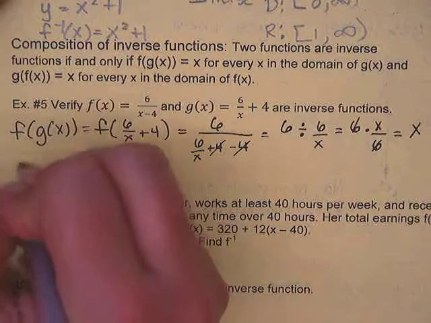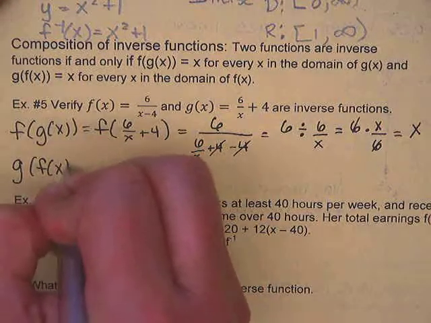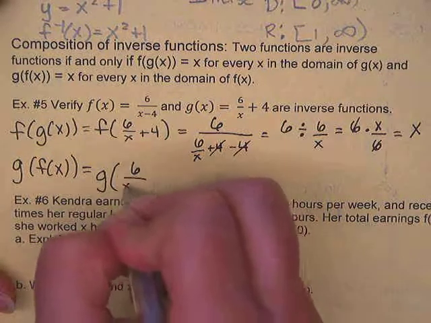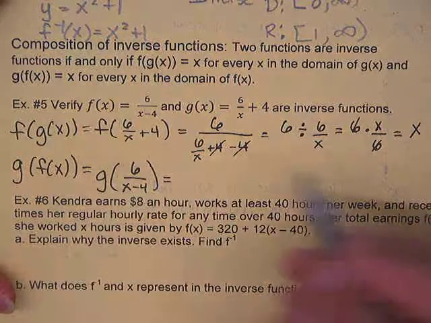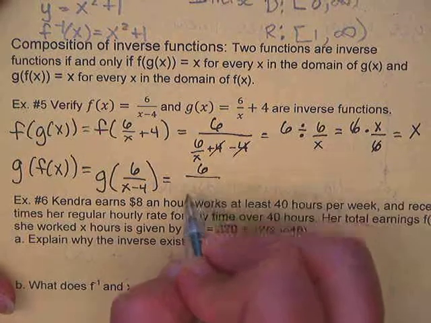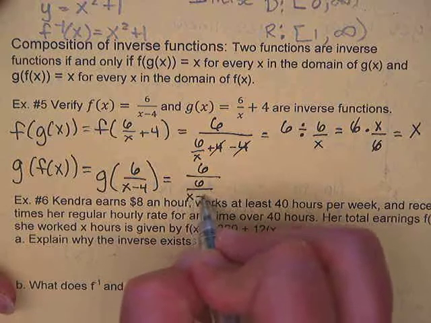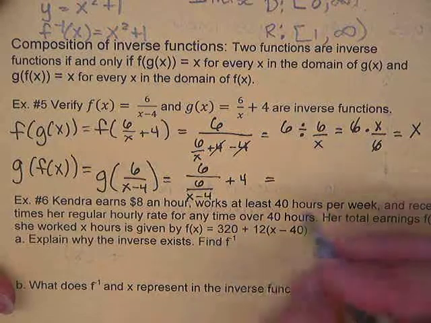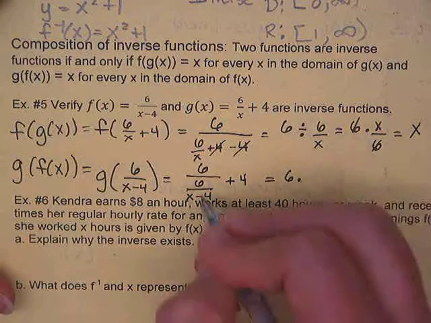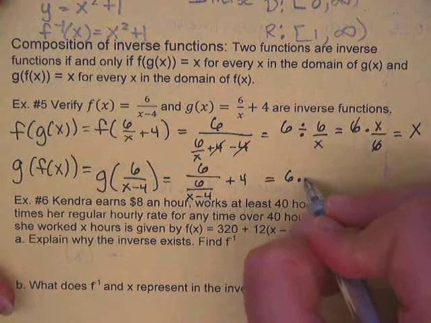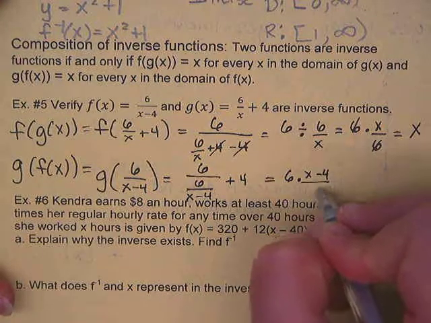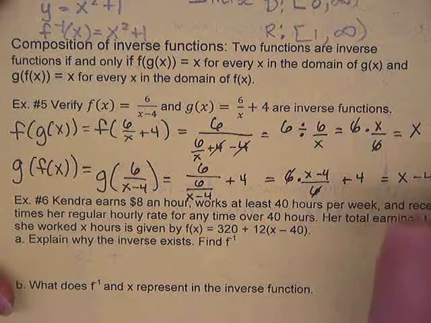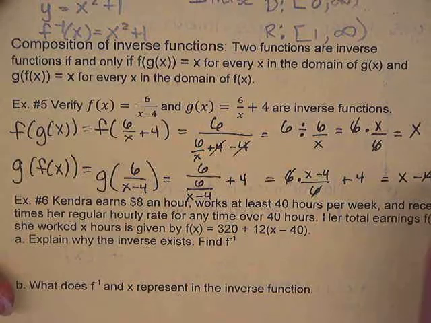It should also be true that g of f of x is equal to x. So I'll take function g and substitute in f, which is 6 over x minus 4. And this function says take 6 and divide it by your input, which is 6 over x minus 4, and add 4. So I want to divide my fractions just like I did above. So 6 divided by 6 over x minus 4 is the same as 6 times x minus 4 over 6, plus 4. The 6's cancel and you get x minus 4 plus 4. Now the 4's will cancel and you'll get x.